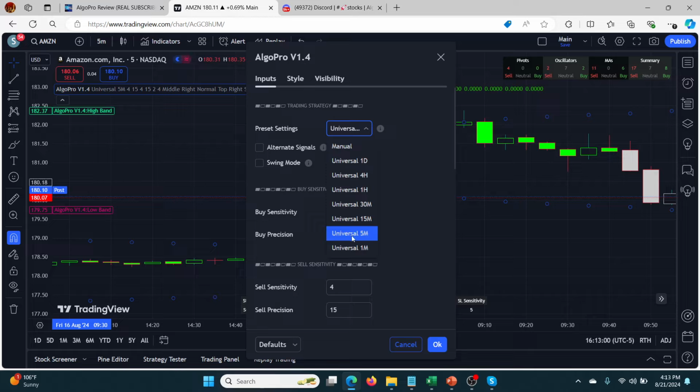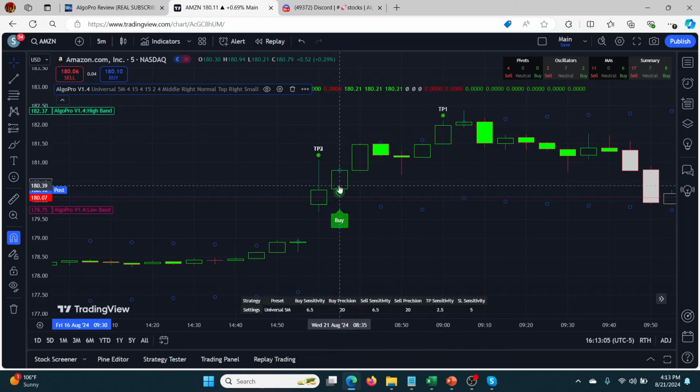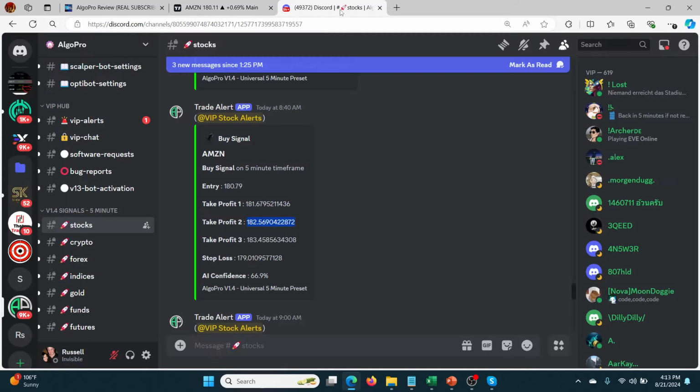So all I've done here is set it to the 5-minute, and that's exactly what the Discord channel has done as well and pulls it in. So you don't even need to have TradingView open. You can just follow these alerts on the channel right here.